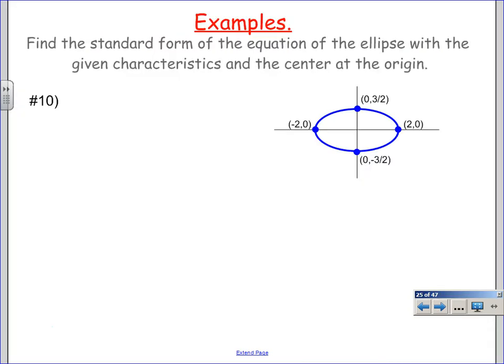Find the standard form of the equation of the ellipse. Hey, who's stronger? Who's bigger? Who's major? Who goes first? X or Y? From the picture, who's major? X, horizontal, or Y? X. So we're going to go ahead and, just like I did all the ones before, why does he get the A? Because he's the major one.